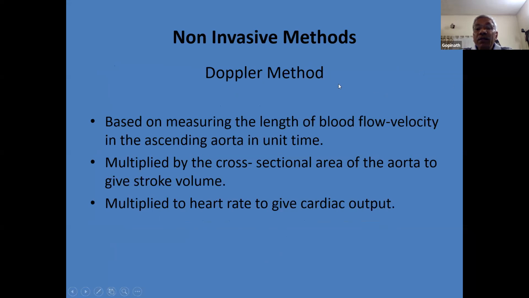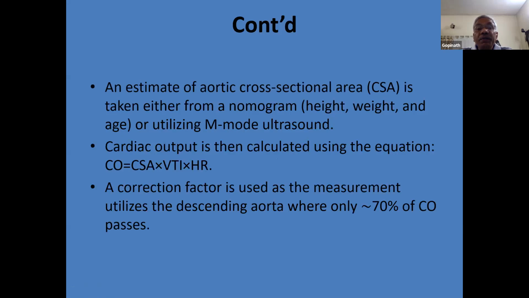The non-invasive methods, again, include Doppler or ultrasound. This is based on measuring the length of blood flow and the velocity in the ascending aorta during a unit time. If you multiply this by the cross-sectional area of the aorta, you get the stroke volume, and this multiplied by the heart rate gives you the cardiac output. So you have to know the length and the blood flow velocity, then the cross-sectional area, and then multiply by heart rate.